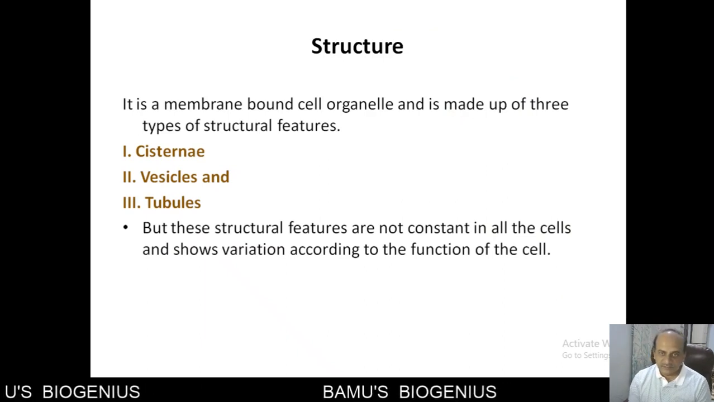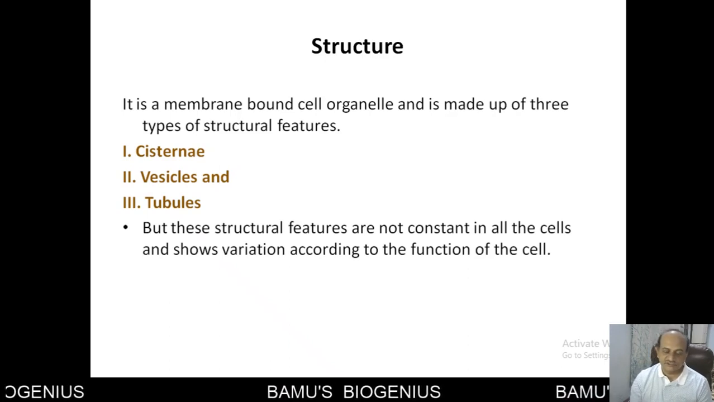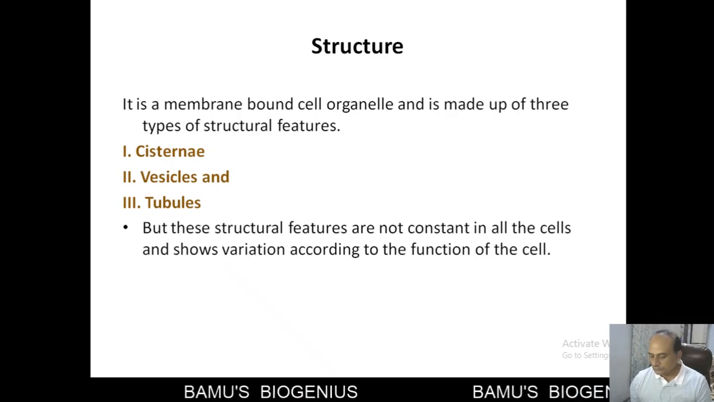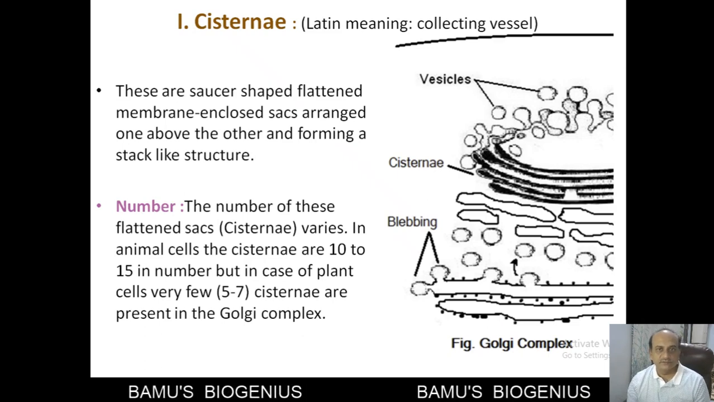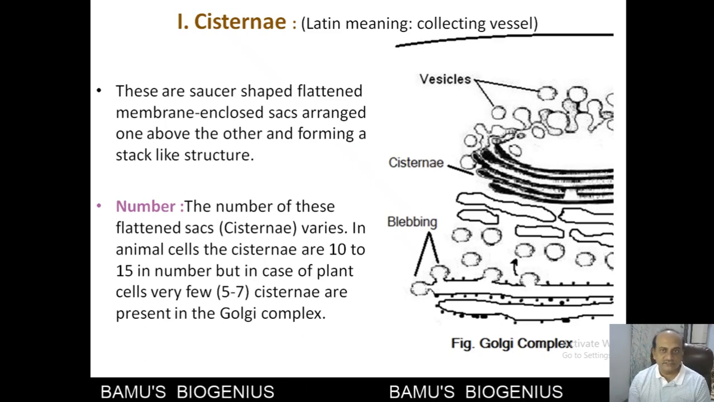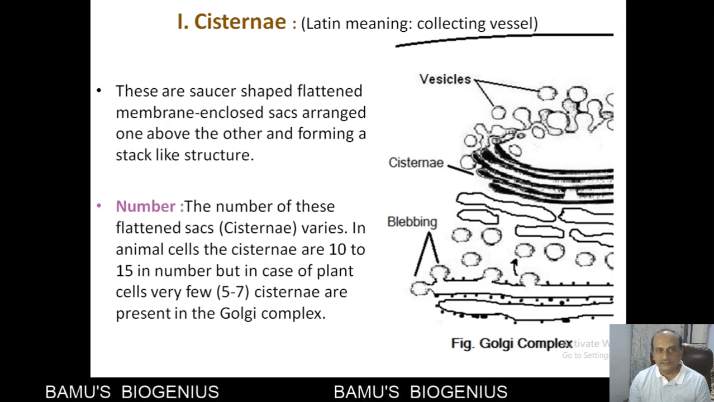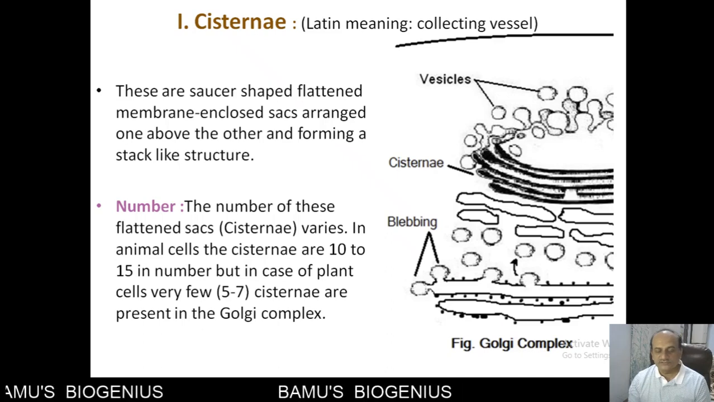It is a membrane-bound organelle and made up of three types of structural features: cisternae, vesicles, and tubules. Now, we will see one by one the cisternae. The Latin meaning of cisternae is a collecting vessel, and this is a saucer-shaped flattened membrane, includes sacs.